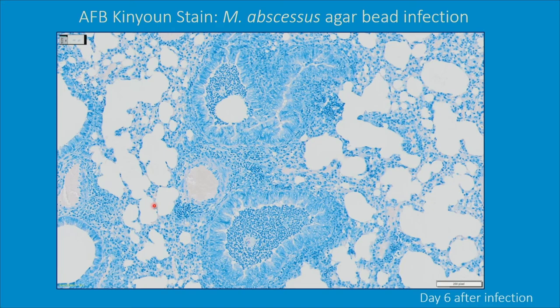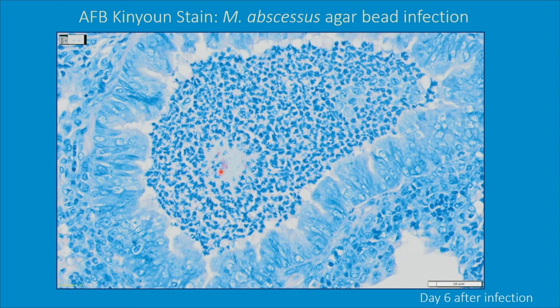This bead has popped out, but you can see down here, the bead's still present. And if you zoom in, you can see AFB in the bead. We've sliced through the top or the bottom of the bead. And this huge plug of inflammatory cells has been recruited in 6 days into this airway with some heterogeneity of the cells. So we used immunofluorescence to identify what these cells are.